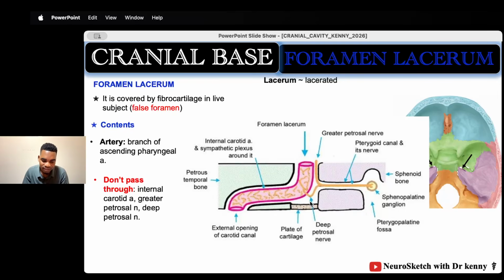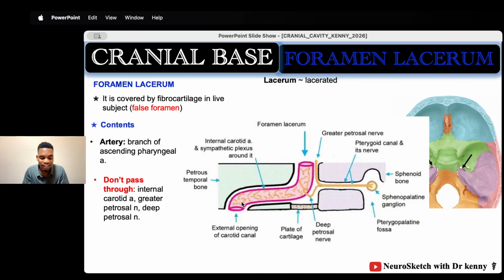You see, this is the foramen lacerum. If we had structures passing through the foramen lacerum, they would have to go through here and here. Okay, but these structures are just passing on the upper part of this foramen lacerum. They are not going through the foramen lacerum. And you can see this is your internal carotid artery, and this is your greater petrosal nerve, and this is your deep petrosal nerve.